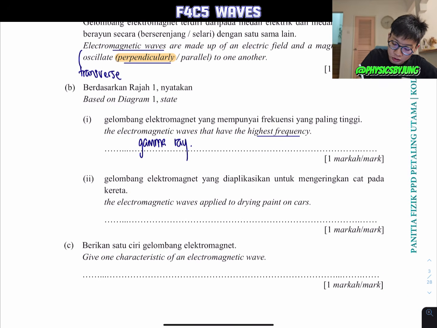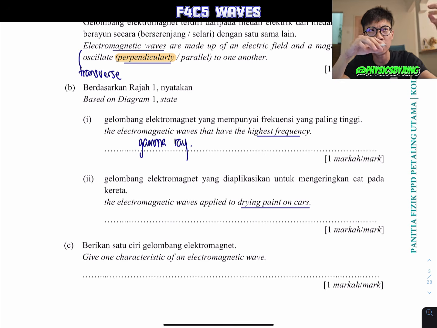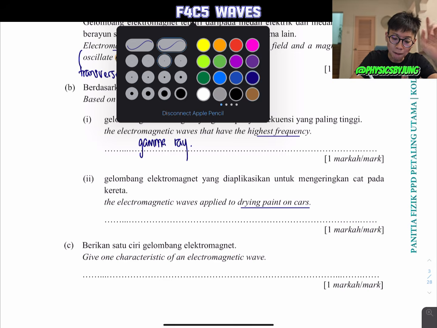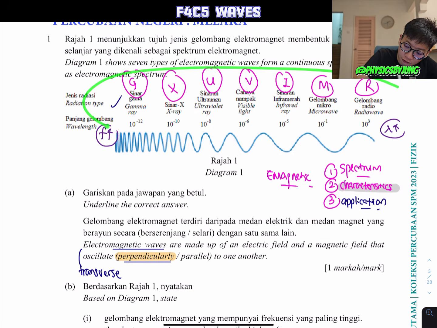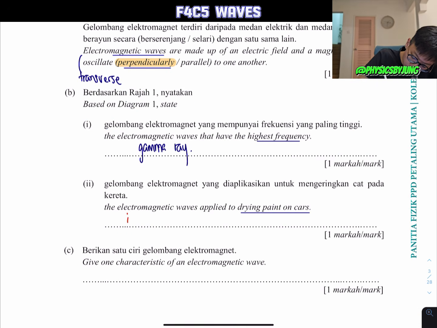And then which one is used to dry paint on cars? Remember, a lot of students will write UV light. UV light is actually used when girls do their nails, they use the UV to dry the glue on the nails. So that one is under UV. But this is to dry paint. Paint requires heat. So which one of these actually produces heat? The answer is your infrared ray. So here, my answer is infrared ray.